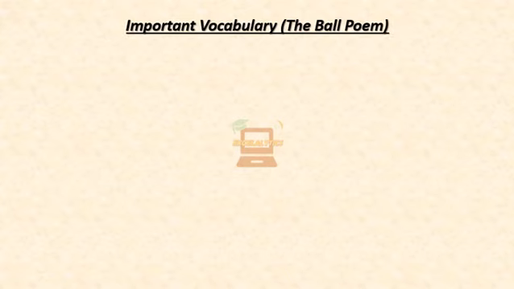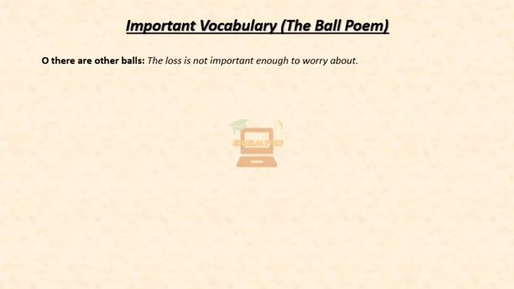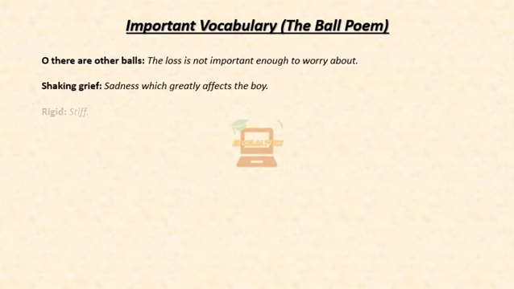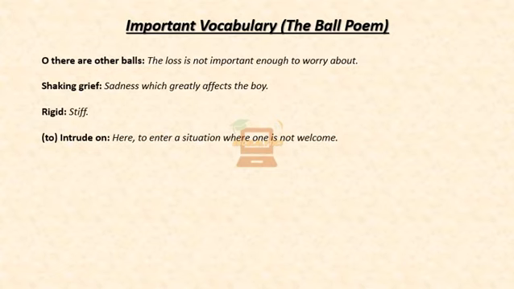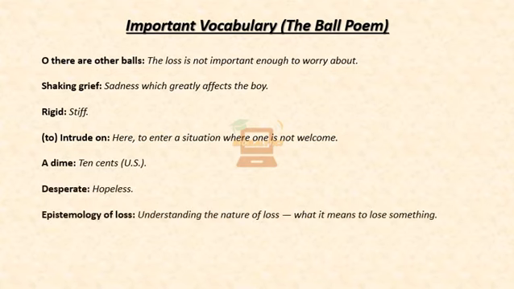Meaning of important word groups from the poem. Oh, there are other balls: the loss is not important enough to worry about. Shaking grief: sadness which greatly affects the boy. Rigid: stiff. Intrude on: here, to enter a situation where one is not welcome. A dime: 10 cents, US. Desperate: hopeless. Epistemology of loss: understanding the nature of loss, what it means to lose something.